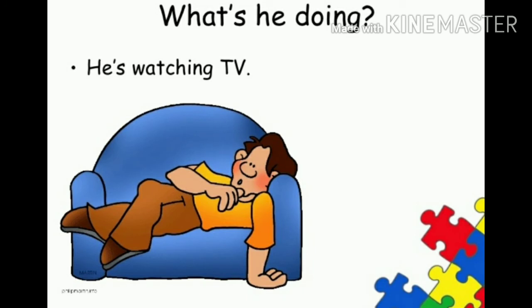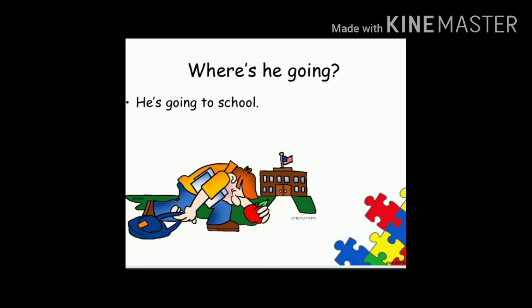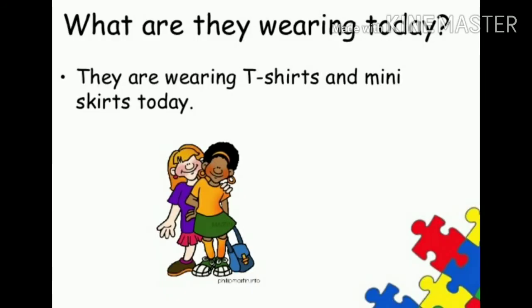What is he doing here? He is watching TV. He is doing it for a certain period of time. So we use the present continuous tense. Where is he going now? He is going to school. There we use present continuous tense. I told you that present continuous tense can be used with adverbs. They are wearing t-shirts and mini skirts today. Today is the adverb there. With that, if it is a continuous action, we can use present continuous tense.